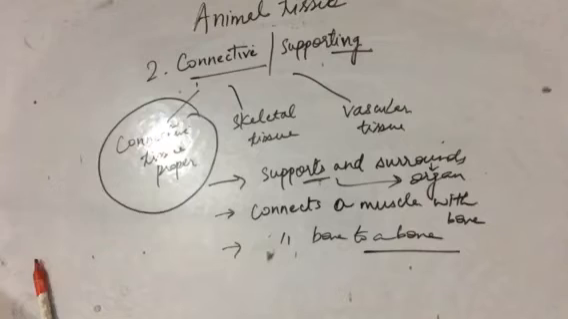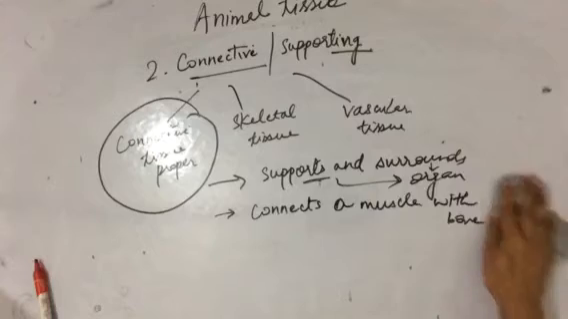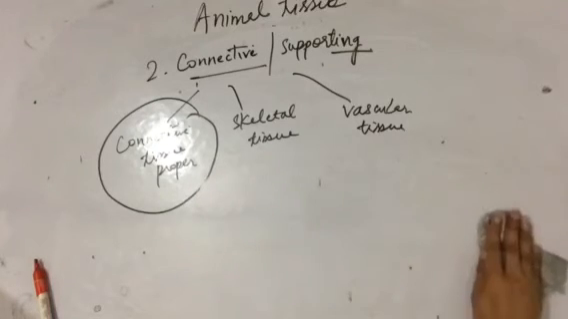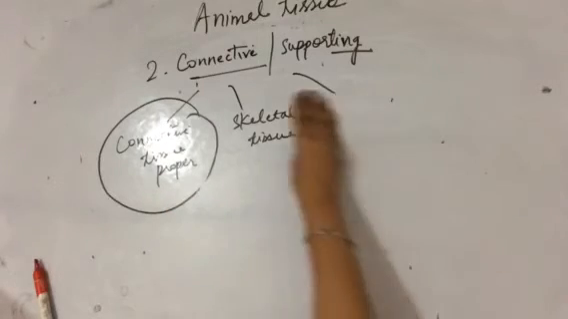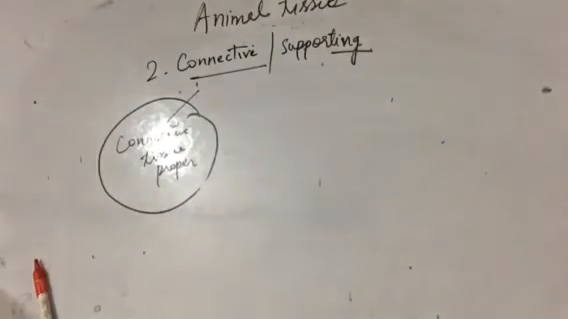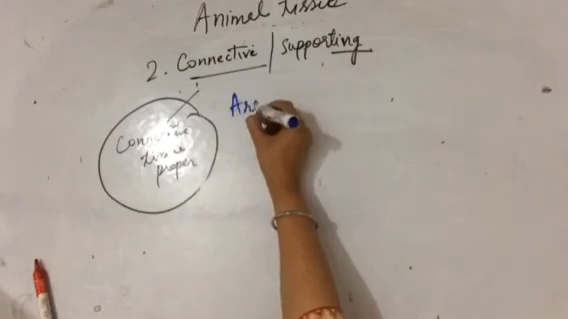Based on this, connective tissue proper is further of four types. We are talking about animal tissue. Animal tissue is of four types. The first part we did, that is epithelial tissue. Second, we are dealing with connective tissue. It is further of three types. We are dealing with its first type, connective tissue proper, and connective tissue proper is further of four types. Number one is areolar tissue.